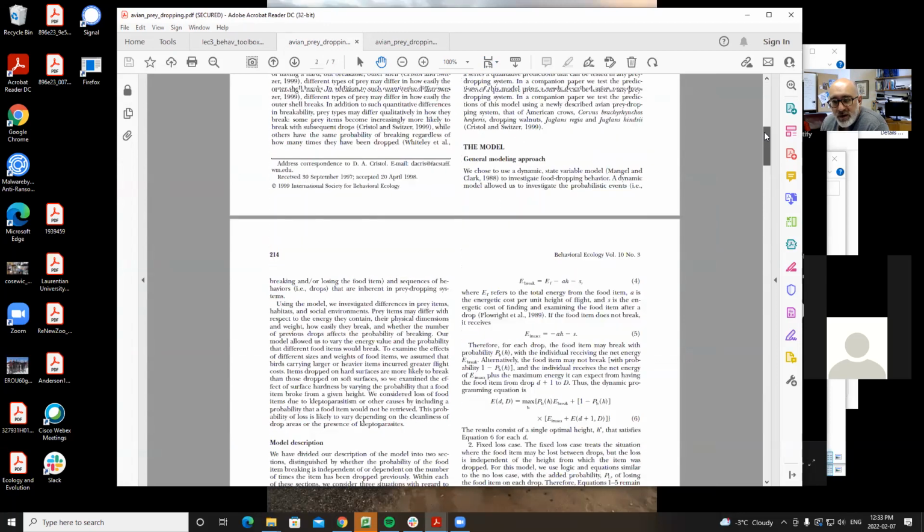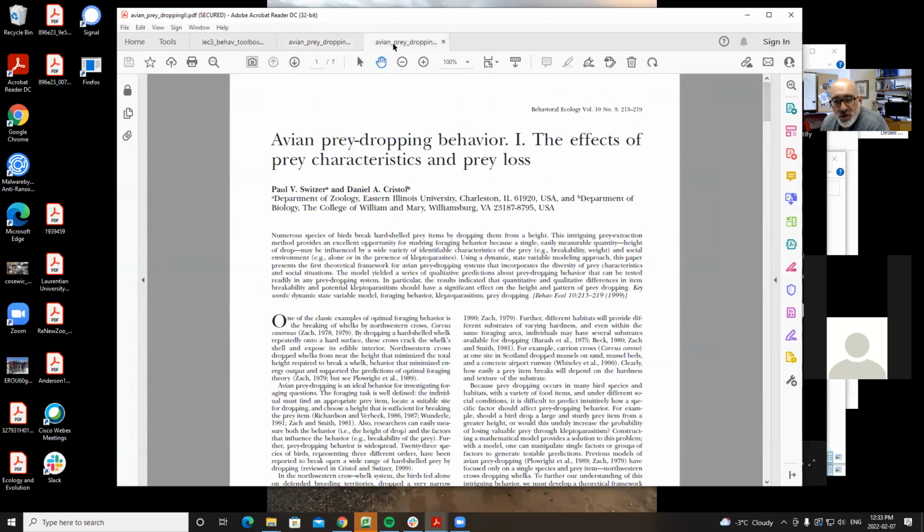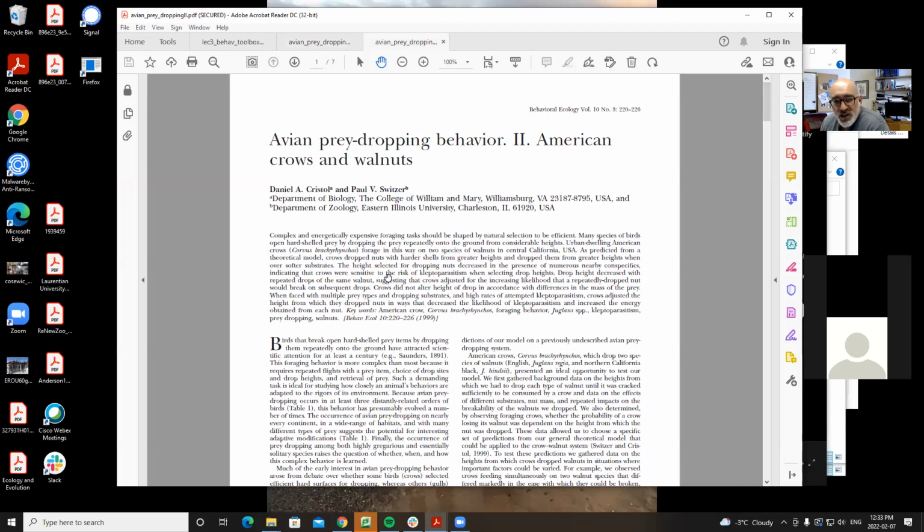birds dropping food items. And then there's another empirical test that looks at American crows dropping walnuts and the drop height, and also looks at kleptoparasitism, which is when other crows are trying to steal the nuts. And so anyway, it's worth taking a look at those. We'll talk about these a bit more in detail next time.